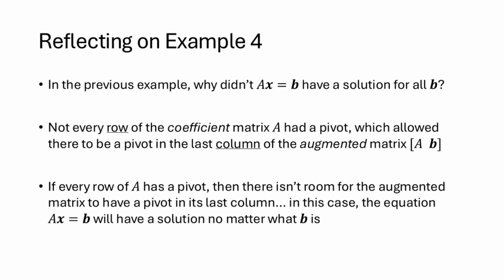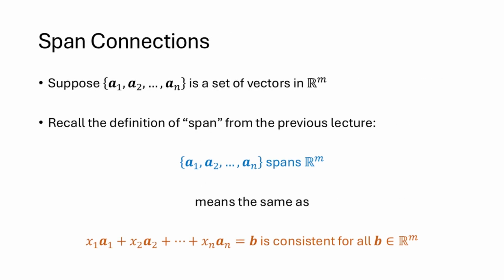Let's start tying these pieces together. Suppose we have a set of vectors in Rm. The definition of span from the previous lecture tells us that this set of vectors spans Rm, or in other words, is a spanning set for Rm. That means the same as saying that the vector equation x1a1 plus x2a2 plus ... xnan equals b is consistent for all vectors b in Rm.